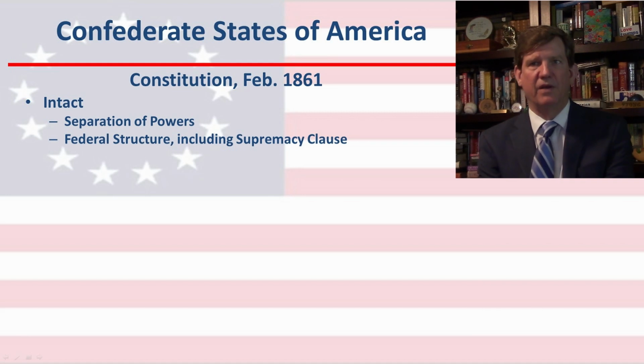The Confederate States of America issued their new Constitution in February 1861. It left intact the basic structure of the federal Constitution. There was a separation of powers. There was even a federal structure with a supremacy clause, that the laws made under the Constitution of the Confederate States of America would be the supreme law of the land. All of that looks really familiar. But the question is not what they left intact, but what did they change?